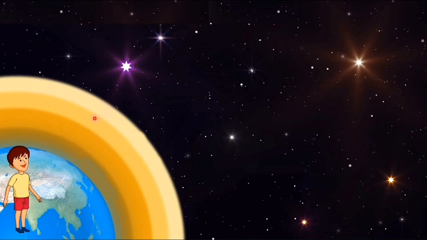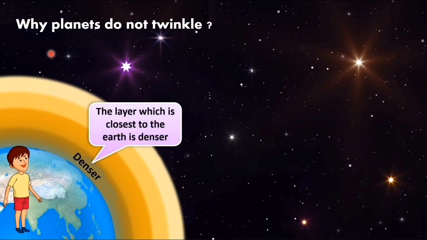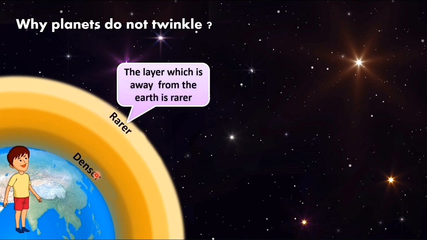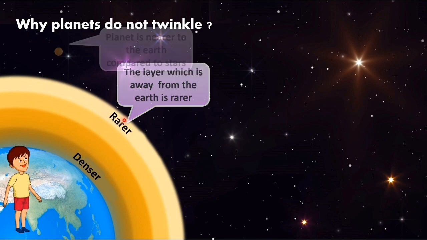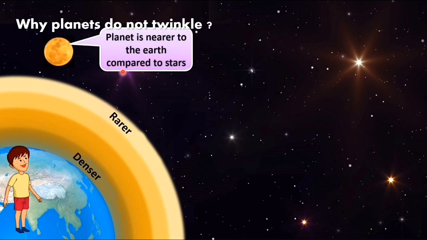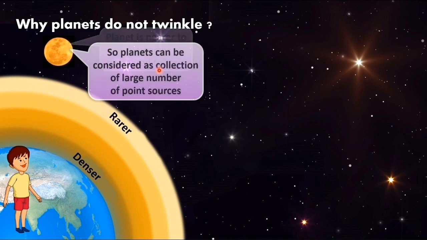Great. Now my next question is, why do planets not twinkle? Well, now see here, as I already mentioned earlier, the layer which is closest to the Earth is denser. So that layer is a denser medium, and the layer which is away from the Earth is rarer medium. Now see, planets are nearer to the Earth compared to stars.